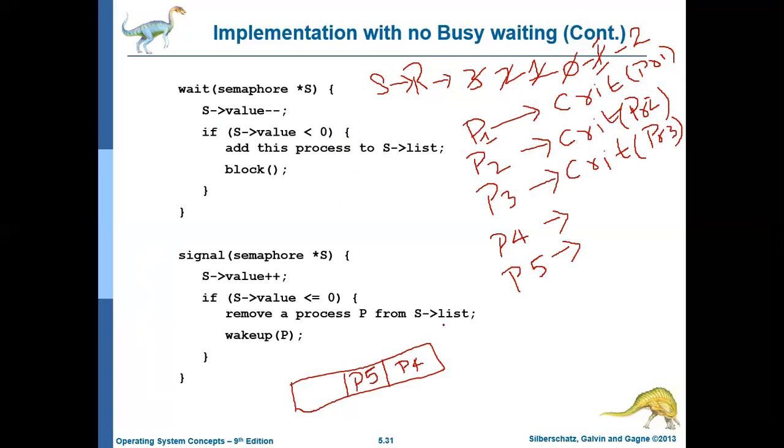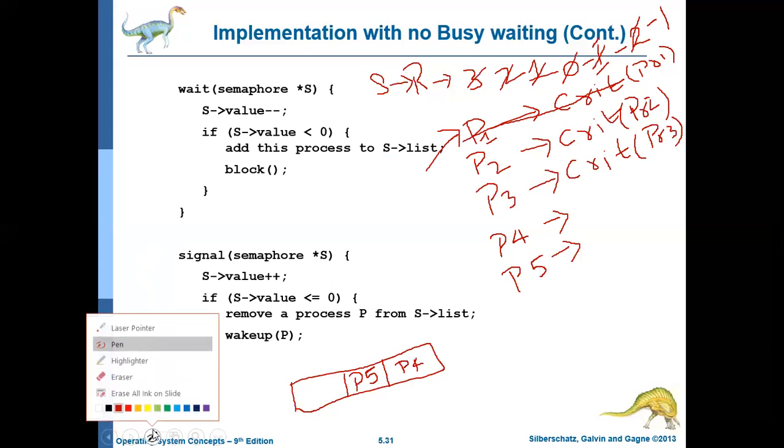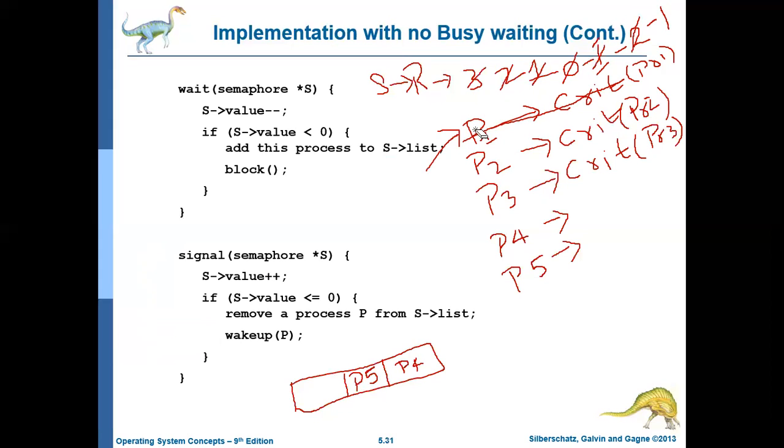Now say meanwhile P1 completed its task. So P1 will call signal. After calling signal, it will increment the value, so -2 will become -1. So P1 has finished the job. After that it checks whether the value is less than or equal to 0 or not. No, still it is not less than or equal to 0.